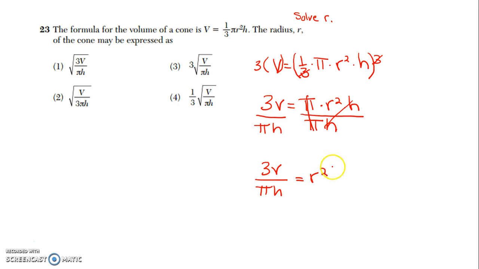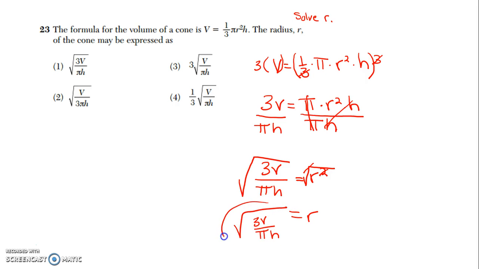Whew, I'm trying to get r by itself. How do I undo a square? Oh, I take the square root. Got to take the square root on both sides. Square roots and squares, those are inverse operations. I'm left with r equals the square root of 3v over pi times h. That's solving that literal equation for r. So 3v over pi h, taking the square root of that, it must be number 1.